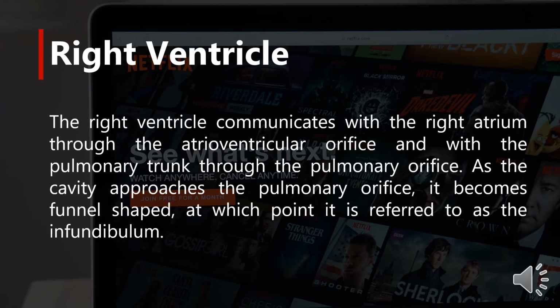The right atrium is to the right of the right ventricle, and the right ventricle is located in front of and to the left of the right atrioventricular orifice. Blood entering the right ventricle from the right atrium therefore moves in a horizontal and forward direction.